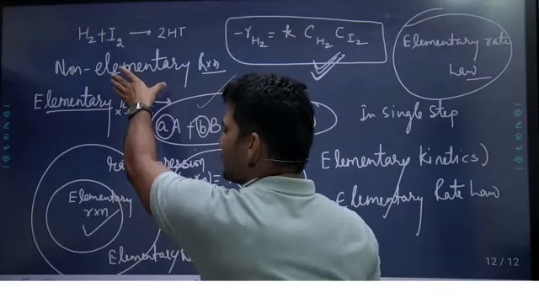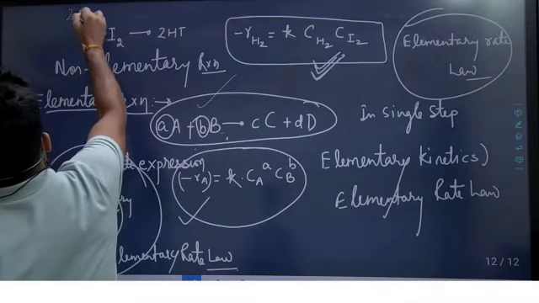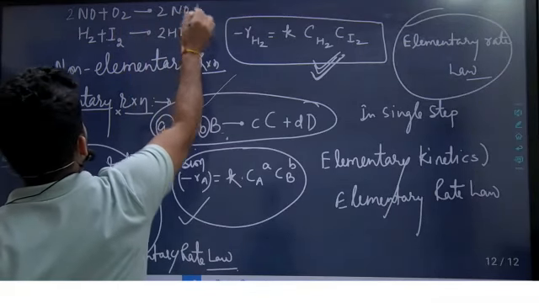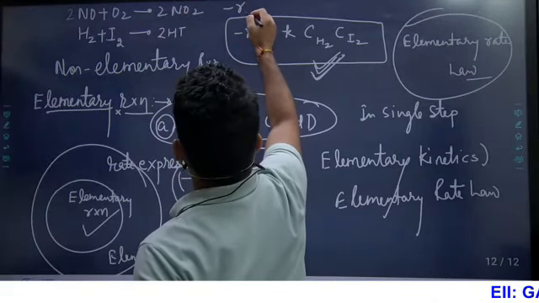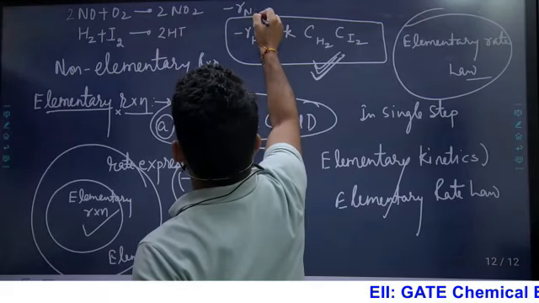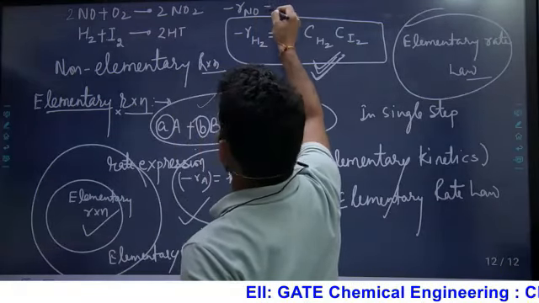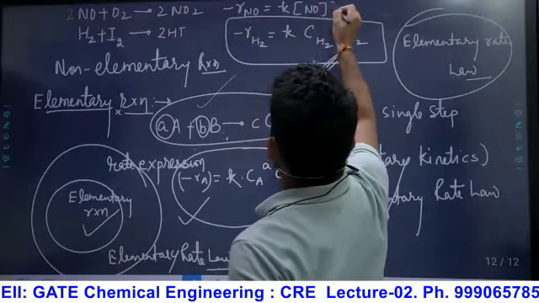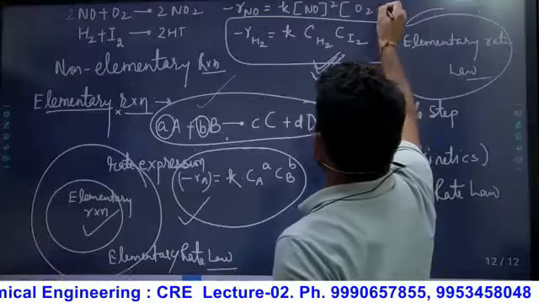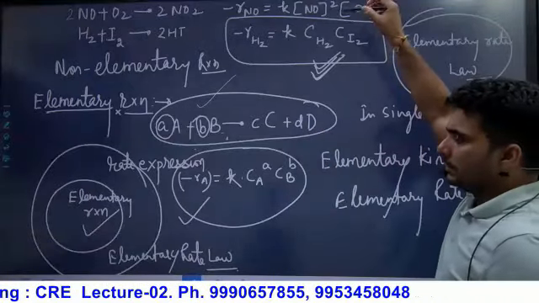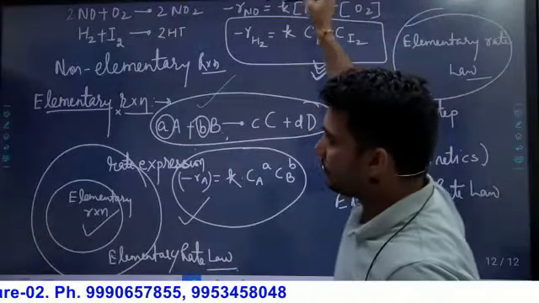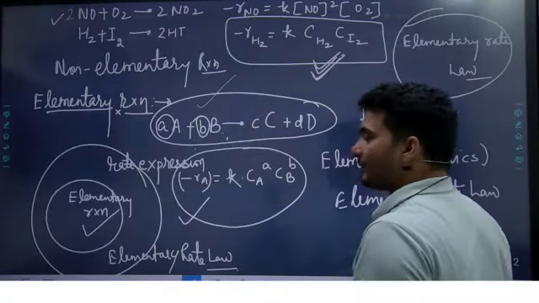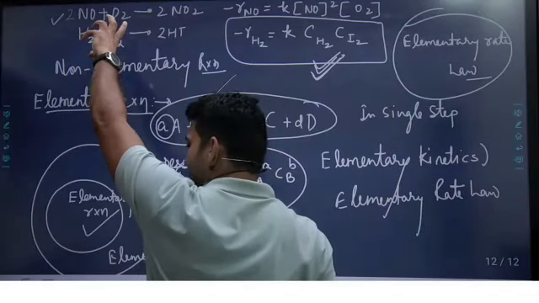It is not a single example. You will find 2NO plus O2 gives 2NO2. What you will find is minus r_NO, the rate of disappearance of nitric oxide, equals k times concentration of NO squared times concentration of O2. We are finding it as an elementary rate law, but this reaction is a non-elementary reaction.